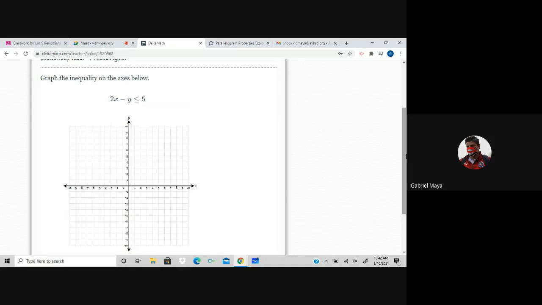What do we have here? So remember, the first thing we always got to look for is that it's in slope-intercept form. Is this in slope-intercept form? Well, it's actually not, because we don't have y on its own.